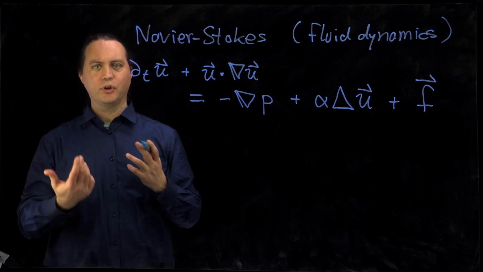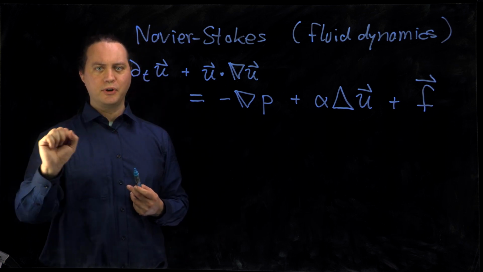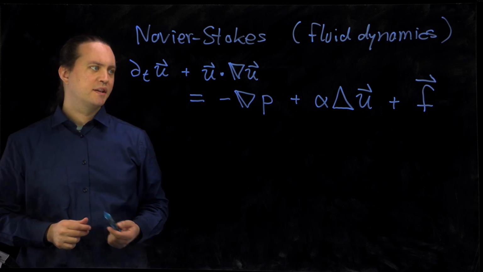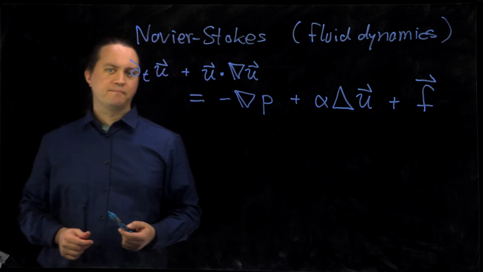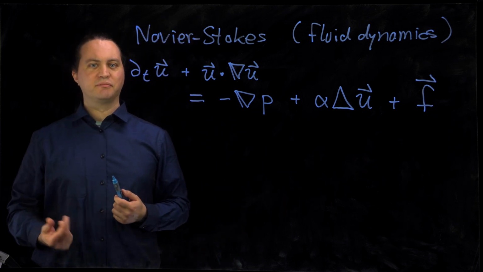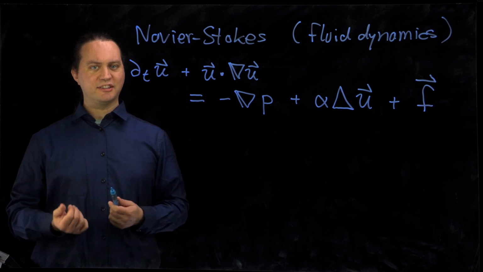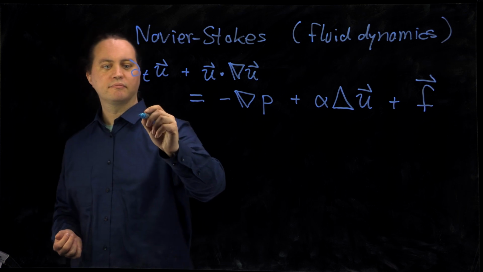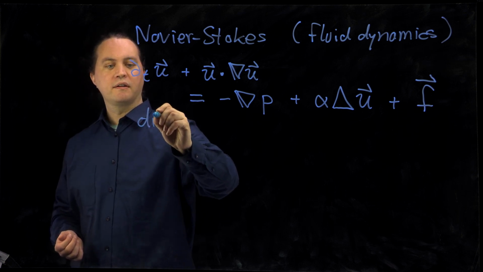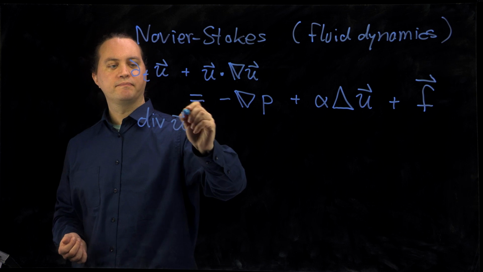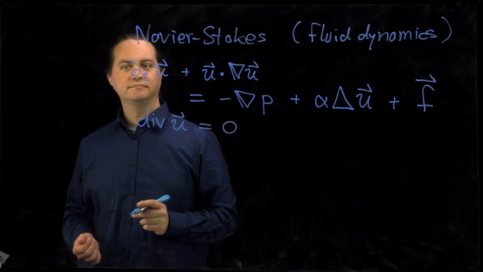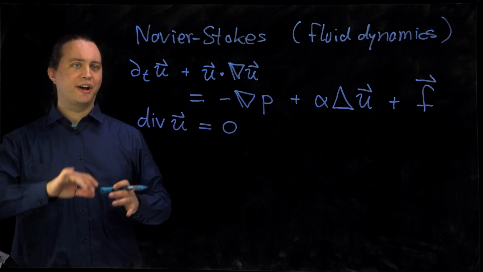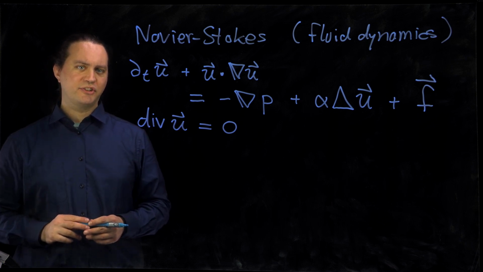u is the flow vector field, which describes the flow of a fluid. P is the pressure variable. And F is an external force vector field. That could be, for example, just gravitation. And in addition to that, we know that the divergence of u equals 0. There are a few caveats here, and those are the reasons we cannot discuss Navier-Stokes equations in too much detail at all.